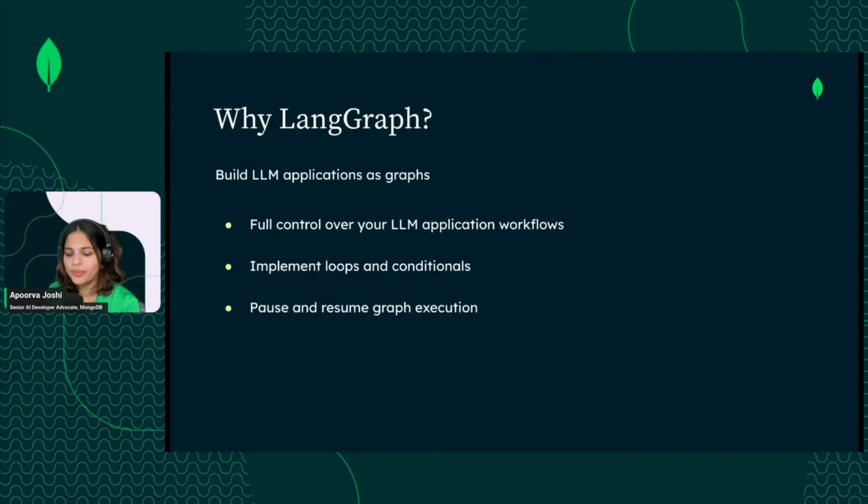And finally, the whole thing we are discussing today is about building controllability into your LLM applications. The way we've done it here is using LangGraph, which is a low-level agent orchestration framework from LangChain. The idea here is to orchestrate LLM applications as graphs, which means you get full control over your application's workflows. You can implement things like loops, conditional edges, and you can also pause and resume graph execution, which means you can do things like human in the loop to get human feedback and then continue from there.